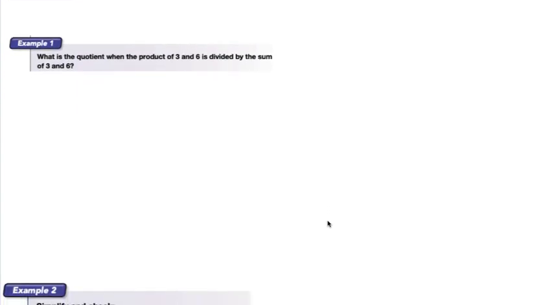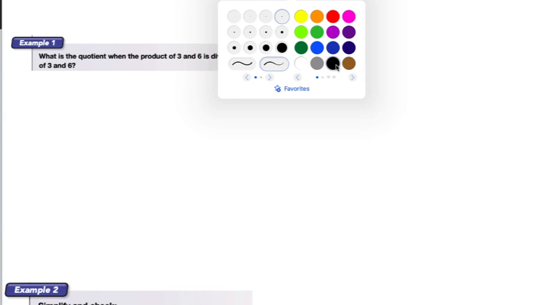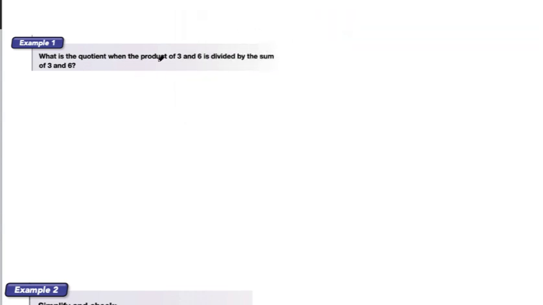The first example says, what is the quotient when the product of 3 and 6 is divided by the sum of 3 and 6? So let's go ahead and take our time and think about that. What is the quotient? So we know there's going to be some division happening. And they talk about dividing. What is the quotient when the product of 3 and 6? Well, I know that this product of 3 and 6, that's going to be the answer I get when I multiply them. So I know that's 18, all right?